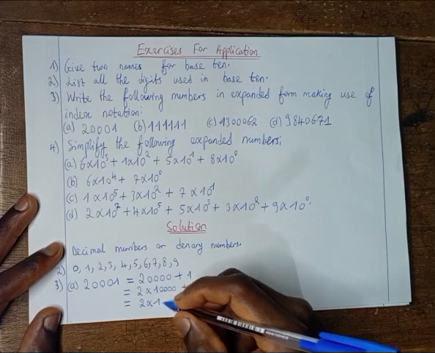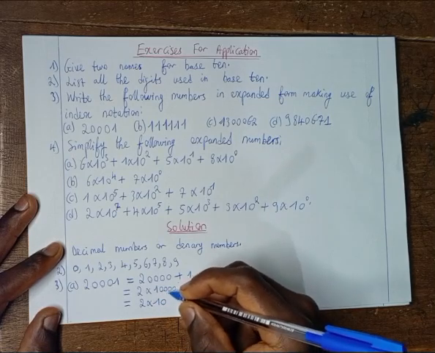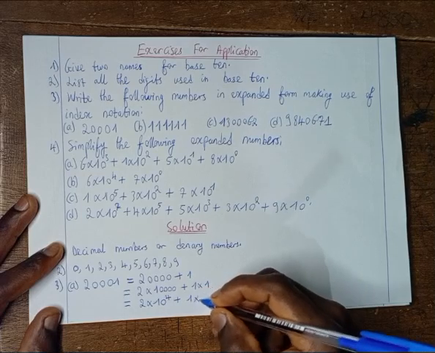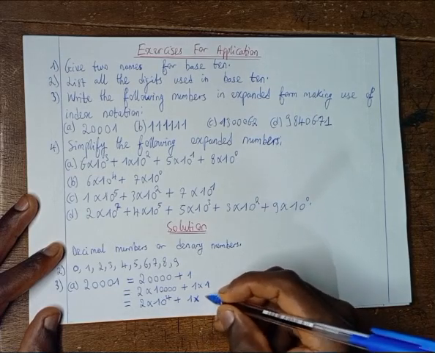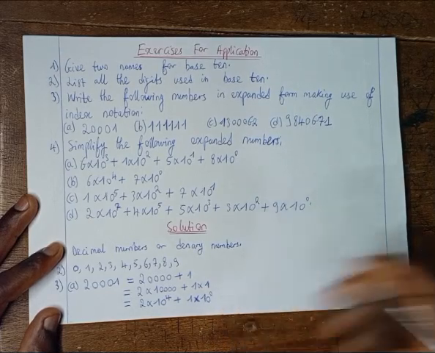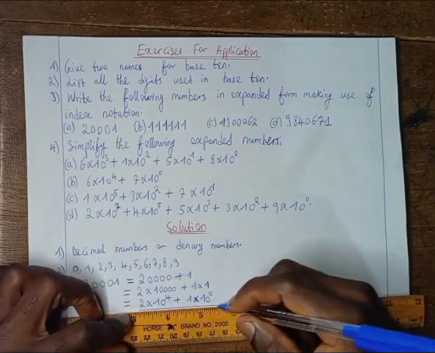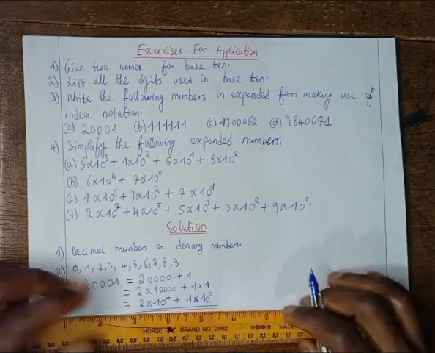This will simply give us 2 times, we know 10,000 in index form will simply be written as 10 to the power 4, plus 1 times, we know 1 in index notation is simply 10 to the power 0. We underline our answer. We're done.